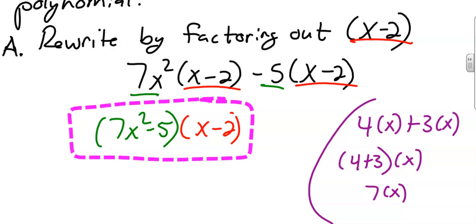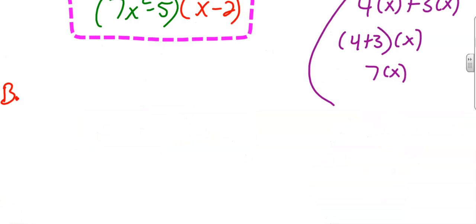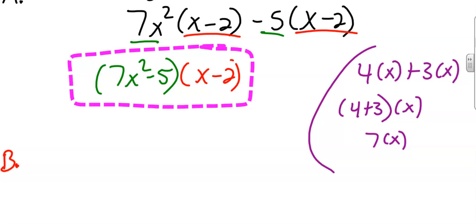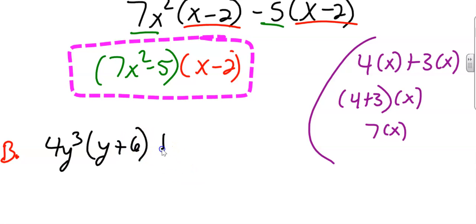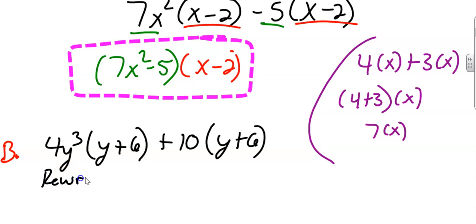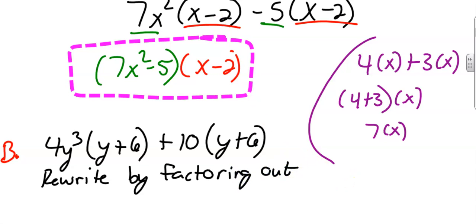The only other thing they might have you do is the same type of step, just to give you something different to look at. It may be that you get 4y to the third times y plus 6, plus 10 times y plus 6. And again, they would tell you to rewrite by factoring out y plus 6.